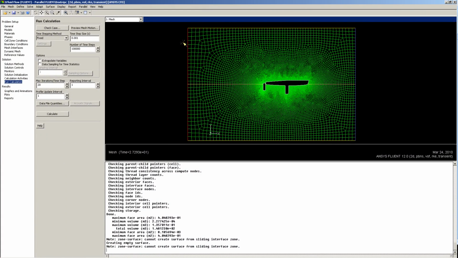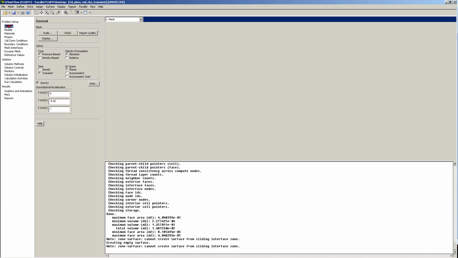So here we are in Fluent now, and the mesh that we created in the meshing portion of the setup has been brought in here. And if we just show you the setup that we had to go through to get the thing running.